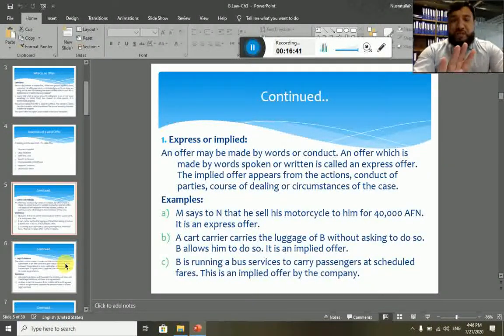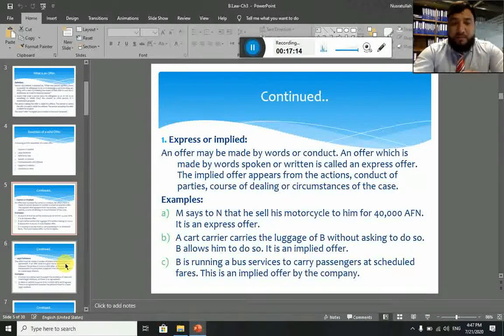make an implied offer. For example, Mahmoud says to Nadeem that he sells his motorcycle to Fahim for 40,000. It is an express offer because Mahmoud says, so he has spoken. Example B, a cart carrier carries the luggage of Bilal without being asked to do so. Bilal allows him to do it. It is an implied offer. So that is the implied offer.